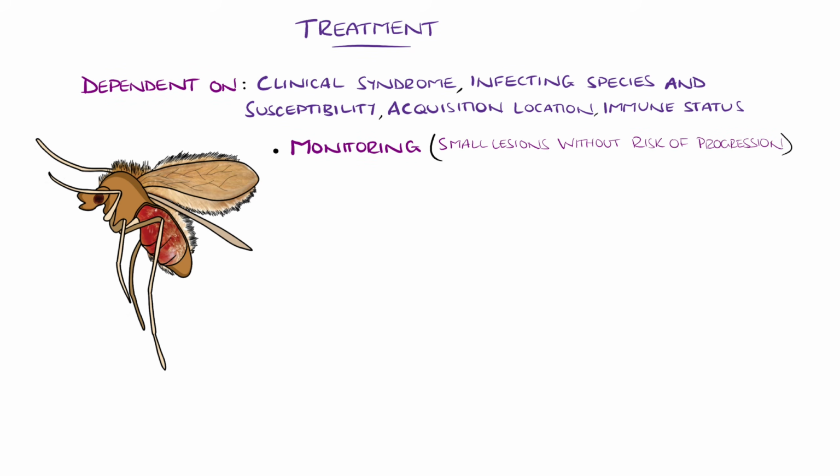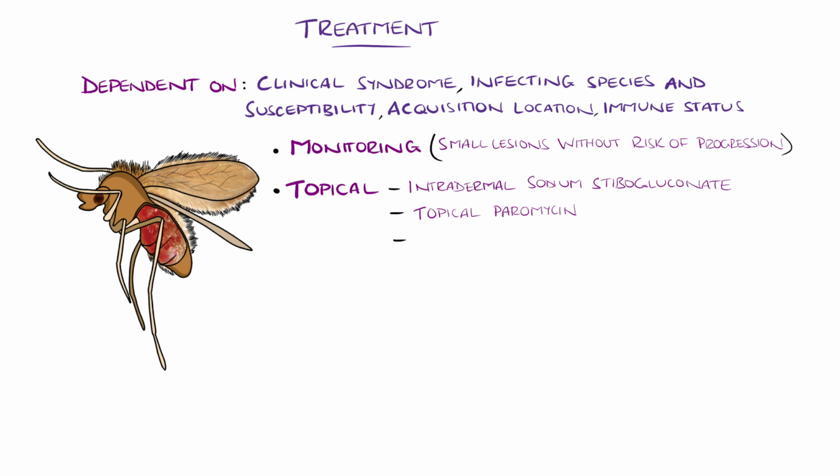Topical treatments can include intradermal injection of a pentavalent antimonial, like sodium stibogluconate, which is licensed in Europe but not in the United States, or topical paromomycin, an aminoglycoside, though this is not licensed in the US or Europe. Heat or cryotherapy are other topical options.